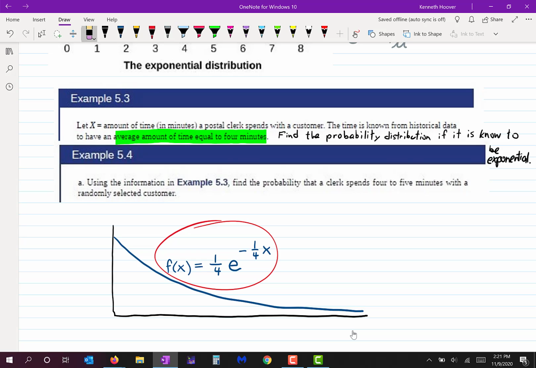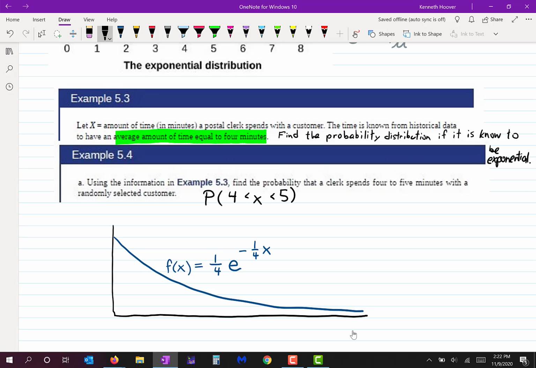Now, let's answer example 5.4. It says, using that information, find the probability that a clerk spends 4 to 5 minutes with a randomly selected customer. They want us to find the probability that X is between 4 and 5. So we need to talk about how you are going to figure this out.